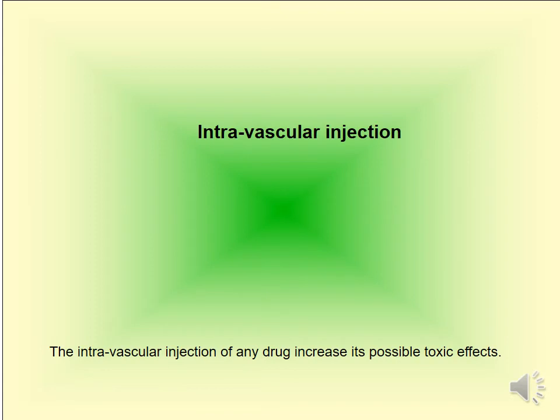Another complication is intravascular injection, especially when we give block anesthesia for the inferior alveolar nerve or infraorbital nerve. Sometimes we enter a blood vessel and give local anesthesia. The intravascular injection of any drug increases the possible toxic effect.